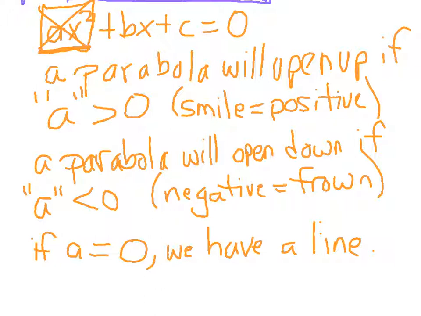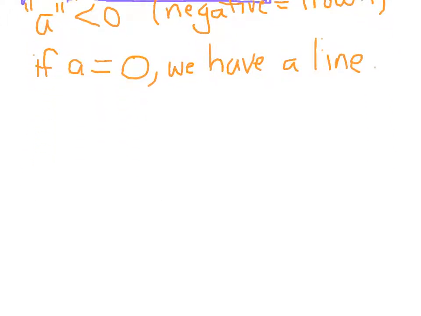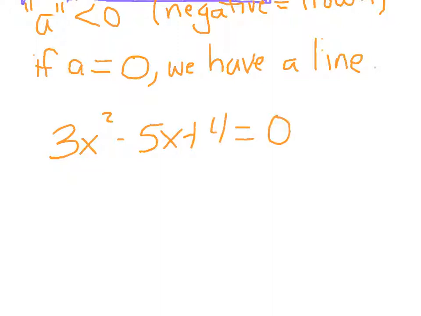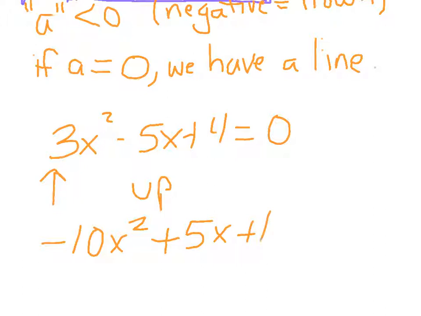Okay. So here we go. Let's say that we have 3x squared minus 5x plus 4 equals 0. Will this guy open up or down? It's real easy. You look at this. 3 is positive, so it's going to open up. It's just that simple. Here's another example. Negative 10x squared. Yeah, I know, you're already yelling the answer at me, aren't you? Does it open up or down? Look at this guy. He's negative. He's going to open down. So far, so good?